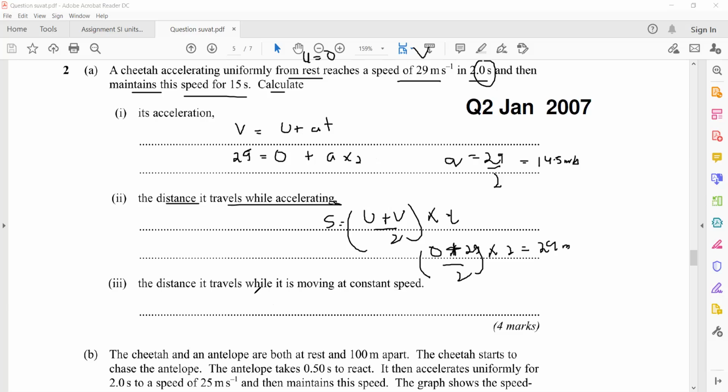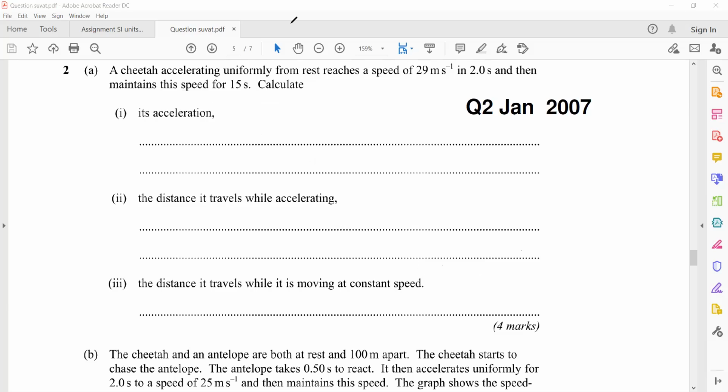The distance traveled while it is moving at a constant speed. I mentioned it accelerated for 2 seconds and then for 15 seconds it moved with a constant speed, or maintained the speed. So what's the meaning? In the first part it was accelerating, and the speed was 0. After 2 seconds, the speed is equal to 29 meters per second. And then it maintained this 29 meters per second. It does not change, for how long? For 15 seconds.